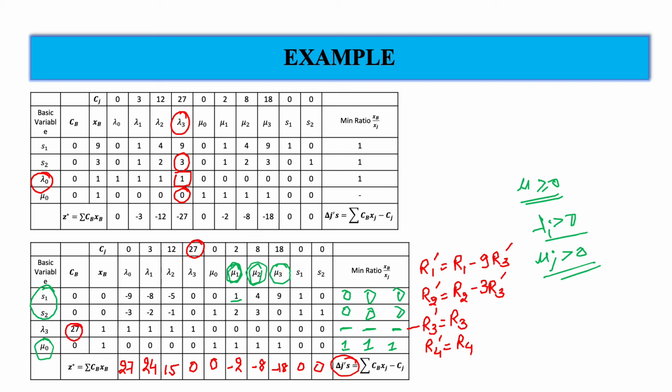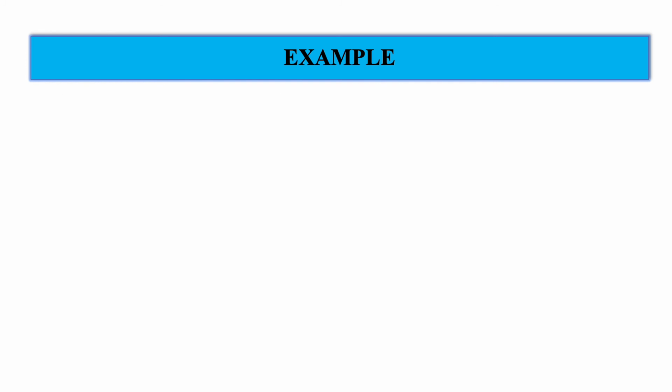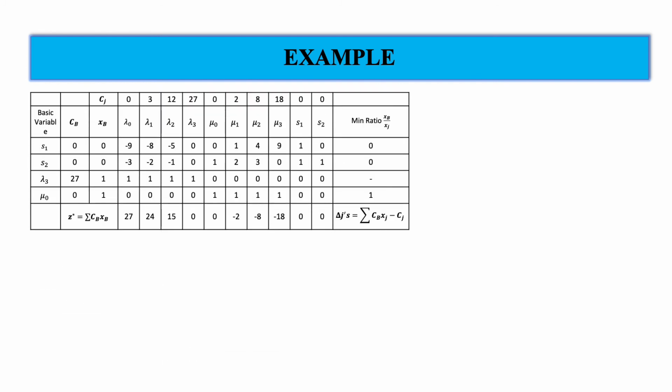Now what is our pivot element? This is our incoming variable, and we are considering s1 as the outgoing variable. We can consider any one. So what is our pivot element? 1 is our pivot element. Now with the help of this simplex table, we will form our new simplex table. In this we have seen this is the outgoing variable, this is the incoming variable, and this is the pivot element.